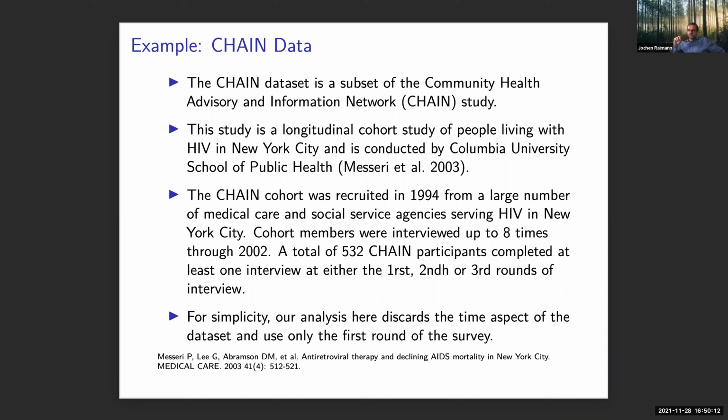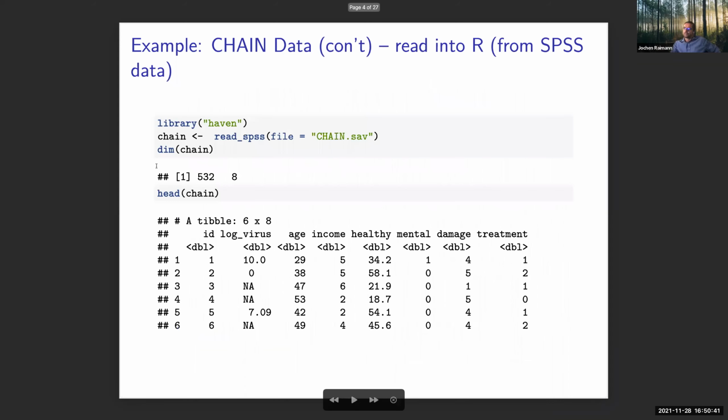We are discarding the longitudinal aspect of the data for the very reason that it becomes just too complex, and it adds an additional layer of complication. So we are basically getting started now by looking at our data.